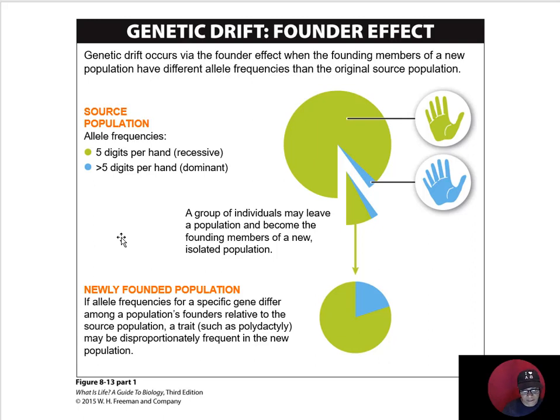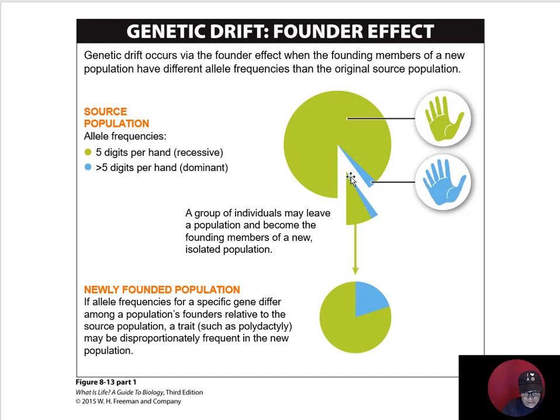So let's look at the founder effect. Genetic drift occurs via the founder effect when the founding members of a new population have different allele frequencies than the original source population. All right, let's break that down. Here you have the original source population, and the original source population has 5 digits per hand, and that's a recessive gene to have 5 digits, for example. And here we have this very small slice of that original population that had more than 5 digits per hand. And that more than 5 digit gene turns out to be a dominant gene.